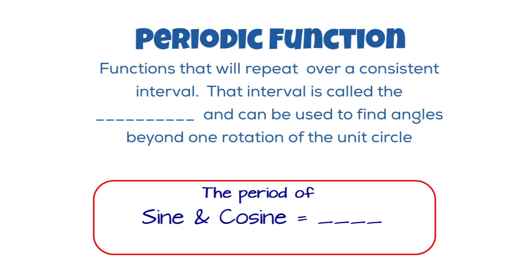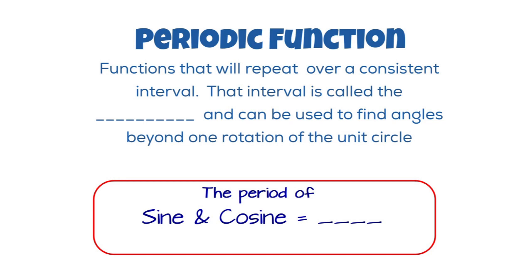Functions that repeat are called periodic functions. And there is definitely repetition going on in the unit circle. But it doesn't really officially repeat until you've gone one full revolution. Once you've gone one full revolution of the circle, then it will start repeating exactly the same pattern. And then another revolution, the exact same pattern. So we call that interval that it takes before it starts repeating the period.